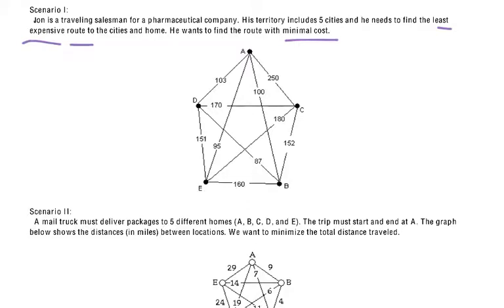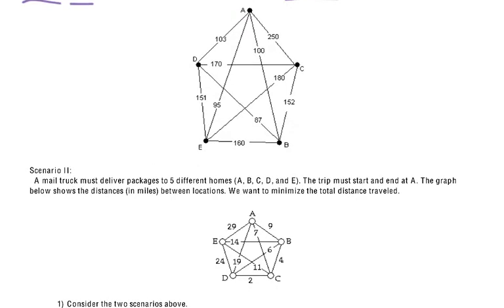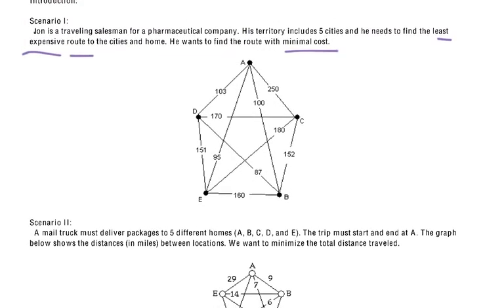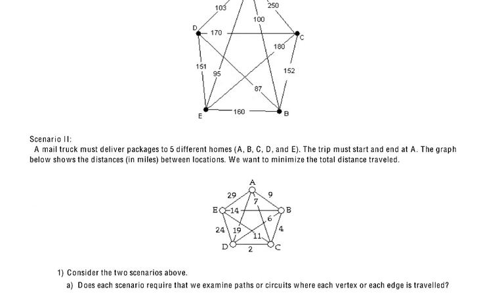Scenario 2, you have a mail truck that must deliver packages to 5 different homes, A, B, C, D, and E. The trip must start and end at A. The graph below shows the distances in miles between locations. We want to minimize the total distance traveled. So in the first example, we want to minimize the cost. In the second example, we want to minimize the total distance, but we must also start and end at A.